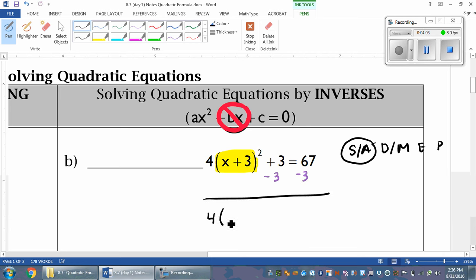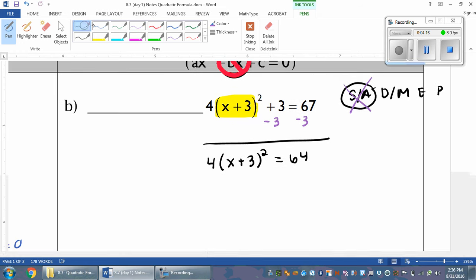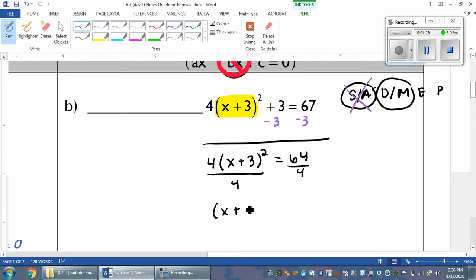Bring down the 4, come up with (x + 3)² is equal to 67 minus 3 is 64. So I canceled everything that's added or subtracted. From here, we're going to go ahead and cancel everything that's multiplying and dividing. Well, we know 4 is being multiplied since it's directly next to the parentheses. So get rid of the 4 by dividing. (x + 3) in parentheses, squared, is equal to 16.